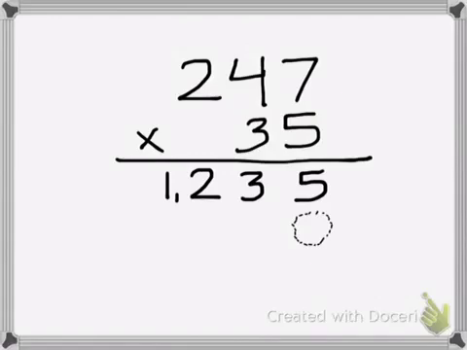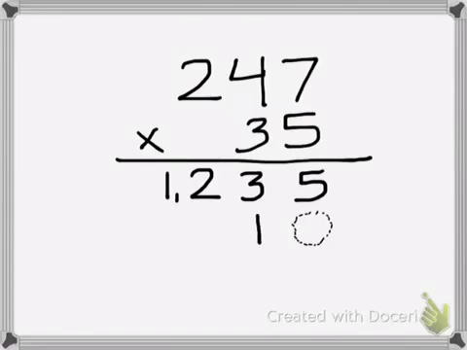I'm going to multiply the 3 in 35 in the same order I did the 5. So I'm going to do 3 times 7 first, and then 3 times 4, and then 3 times 2. So you always do it in that order. Okay, so I start with 3 times 7. 3 times 7 is 21.